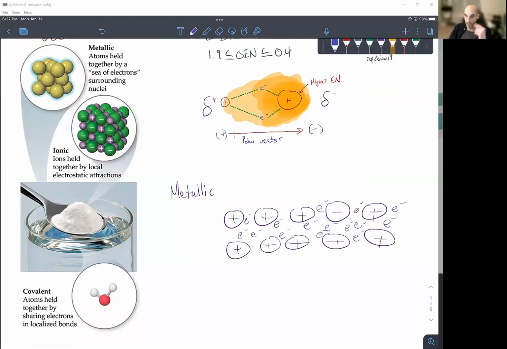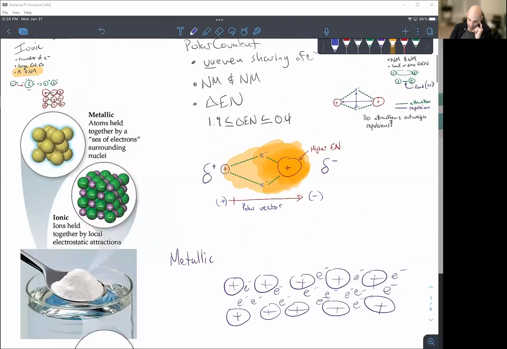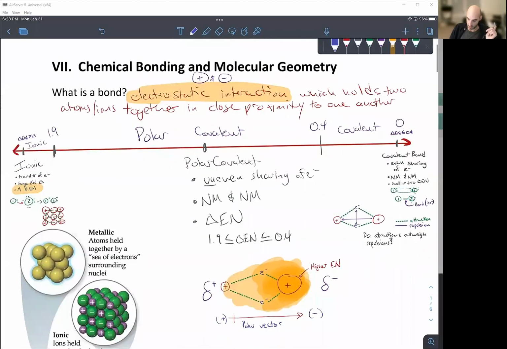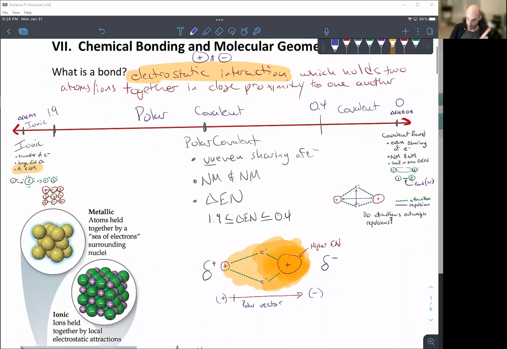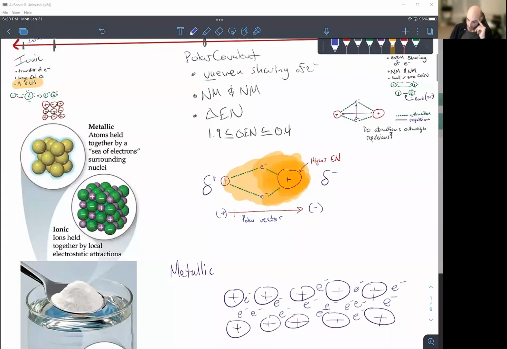So we have ionic, covalent, and metallic. Those nuclei surrounded by a sea of electrons, it's like the glue holding them together. It's also why it's easy to make those malleable. But yeah, that's the idea behind bonding. Again, it's always an electrostatic charge, ionic to covalent, depending on the difference in electronegativity, which we're going to talk a lot about.